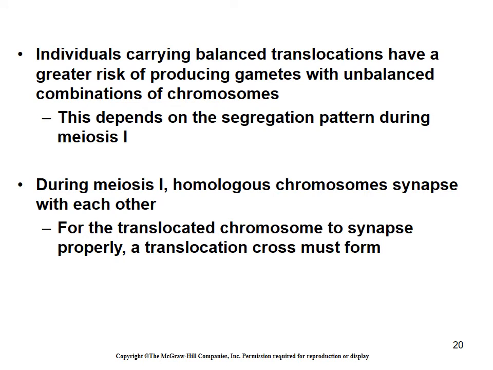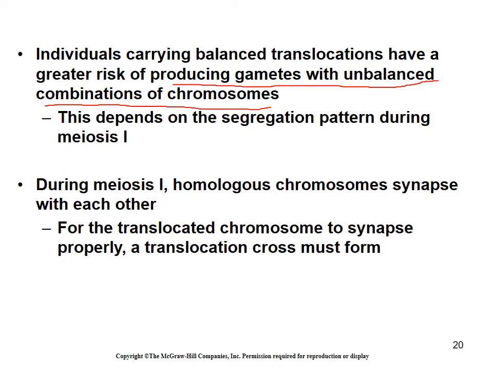All right, it says right over here: individuals carrying a balanced translocation have a greater risk of producing gametes with unbalanced combinations of chromosomes. So this is very similar to when we were talking about our inversions, the way that when it's time for the gametes to form, you have to be properly lined up before you have success in crossing over.